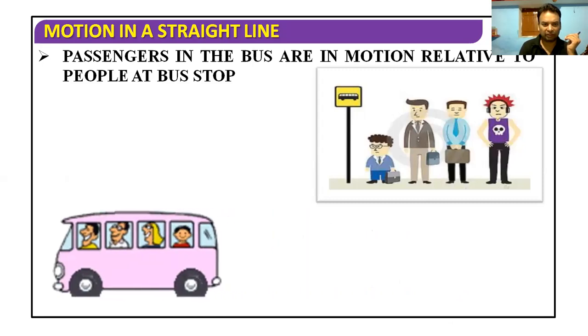See this animation, they are in motion with respect to these people too, who are moving in the bus. So motion is a relative term. For the people sitting in the bus, the passengers standing at the bus stop are in motion. But for the people standing at the bus stop, the passengers in the bus are in motion. So motion is a relative term.